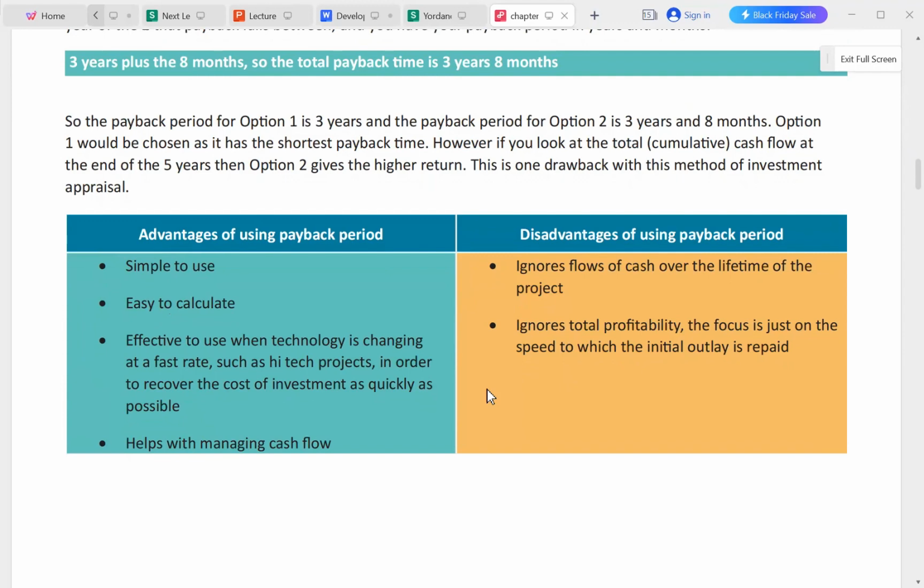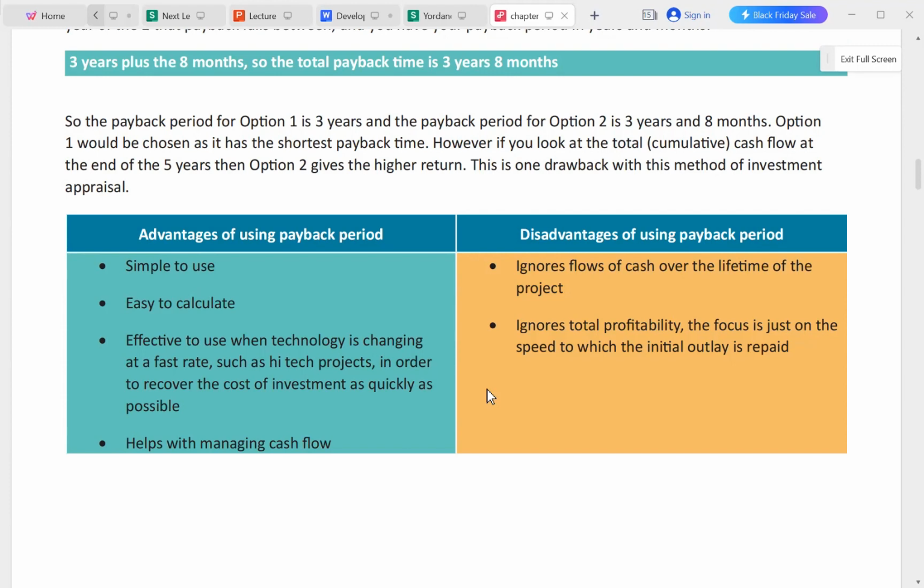Then the disadvantage of the payback period is that it ignores the flows of cash over the lifetime of the project and ignores total profitability. The focus is just on the speed at which the initial outlay is repaid. So we can say, yes, it ignores the flows of cash over time. If we invest 5,000 today, tomorrow the value of that money has already reduced because of depreciation of currency and inflation. A lot of these things affect that investment.